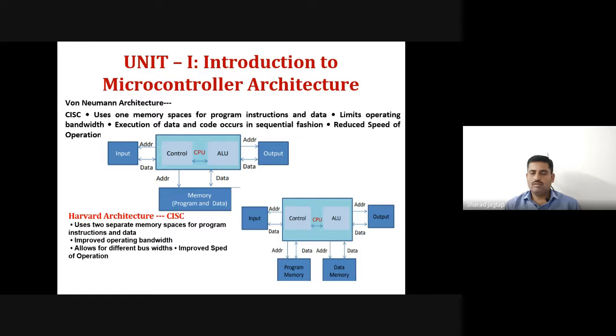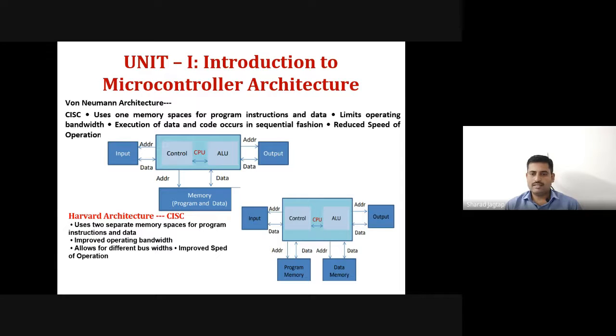So what happens in von Neumann architecture? The program memory and data memory are the same. They are available in a single memory. Then it limits operating bandwidth. Also, execution of data and code occurs in sequential fashion, and it reduces the speed of operation. When data memory and program memory are available in a single memory block, it reduces the speed, because to get the data or the program lines, we have to scan all memory, and from that we can select the data and program memory.